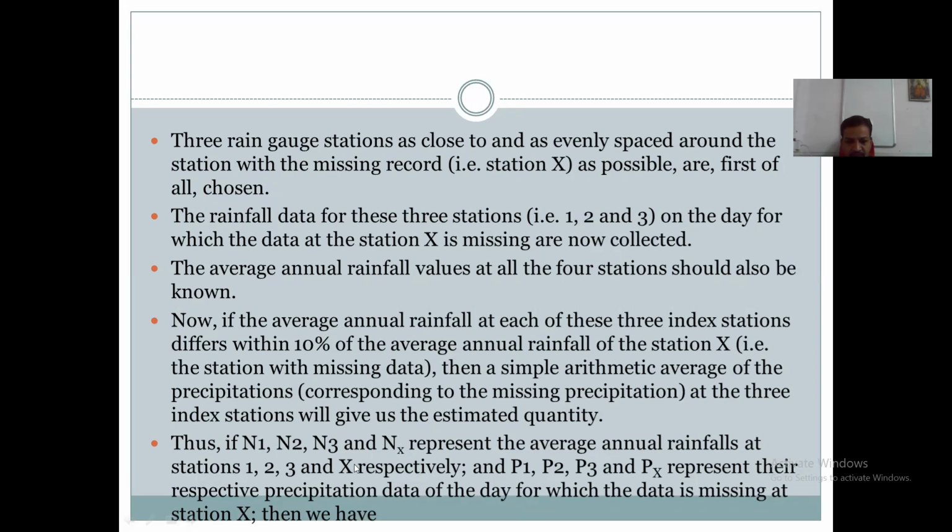The rain gauge station which is located at X station, that value is not known, but we know the values of average annual rainfall of these three stations, N1, N2 and N3. This represents the average annual rainfalls at stations 1, 2, 3, and the missing data of NX is to be calculated. That is the average annual rainfall of the missing station.